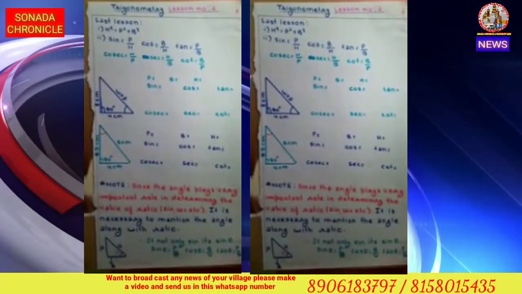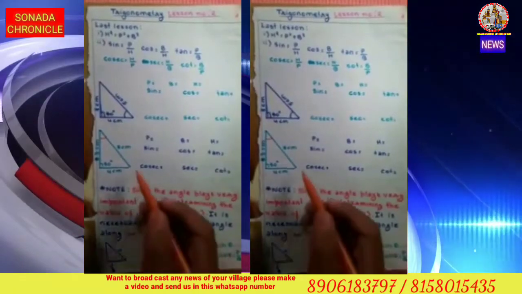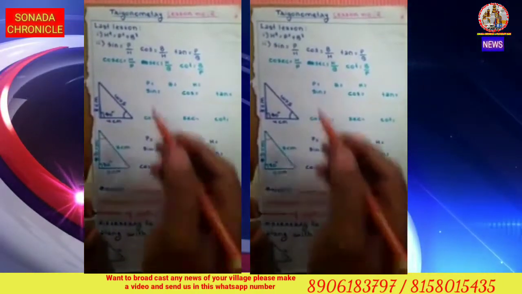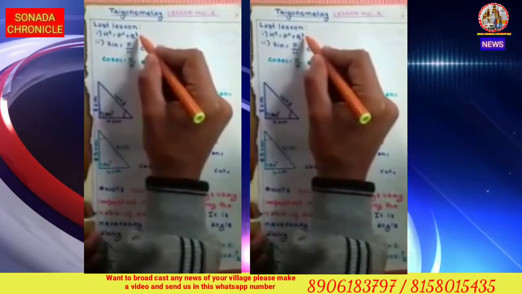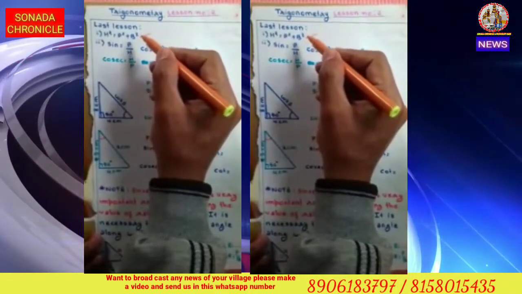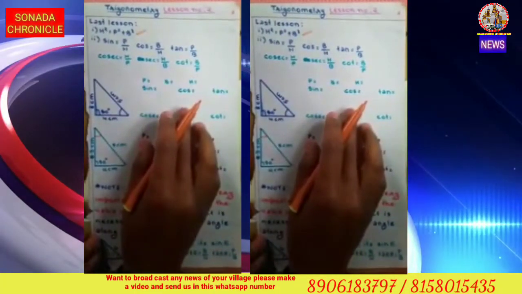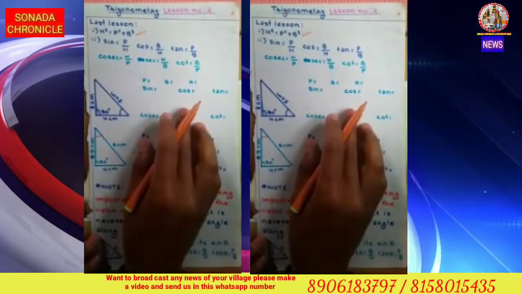In our last class, I gave an introduction to trigonometry, and we learned about the Pythagoras theorem, a square equals p square plus b square. This is the Pythagoras theorem, and we learned how to use it to solve some problems. We also learned what trigonometric ratios are and why they are important.